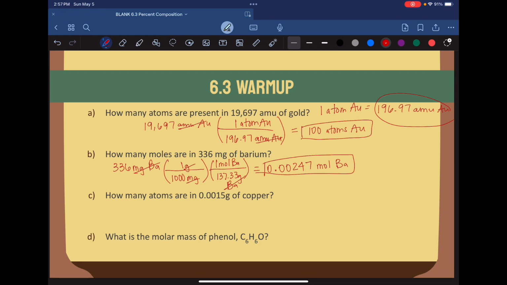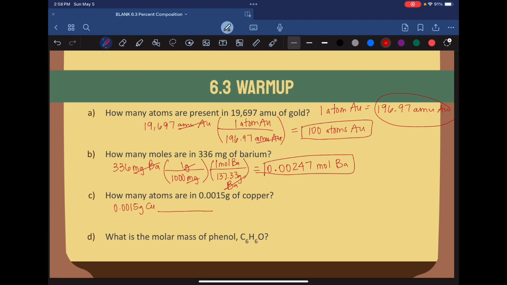Now, the next one says, how many atoms are in 0.0015 grams of copper? We are going to start with 0.0015 grams of copper, which is Cu. So what's really nice is those masses off of the periodic table, all of those masses, when we're talking about grams, is 1 mole. 1 mole will always have Avogadro's number for the amount of atoms, which we could also say is molecules.